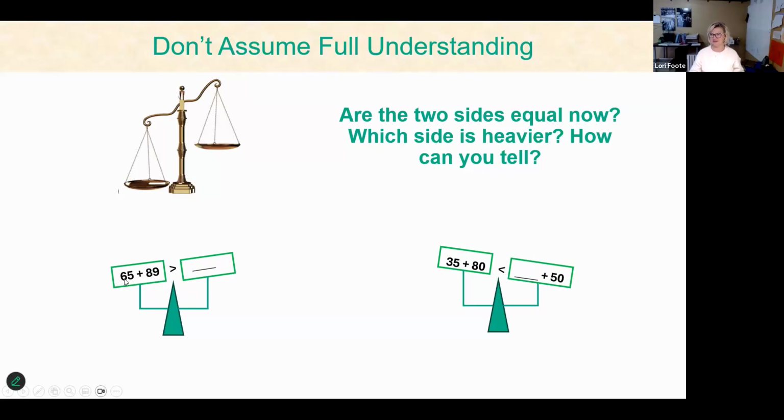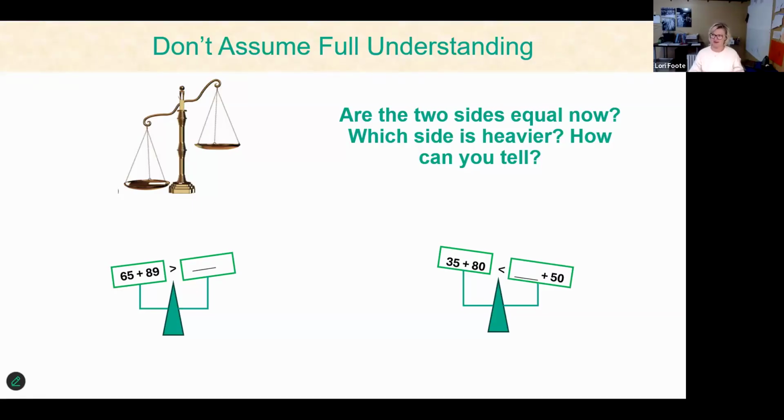And so this side, 65 plus 89, is greater than whatever we put into this box. And what we put in that box could be one single number or it could be an expression. So on the left, we've got 65 plus 89, but on the right, we could put 65 plus 88. We could put 64 plus 87. We can put a lot of things in there to keep that relationship the same. So the left side just has to stay heavier.